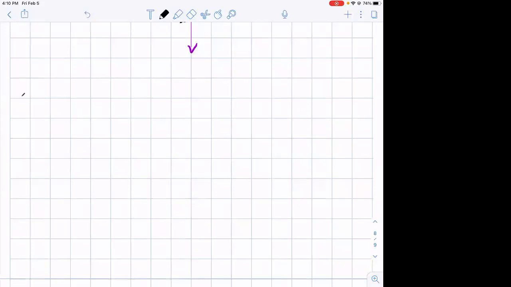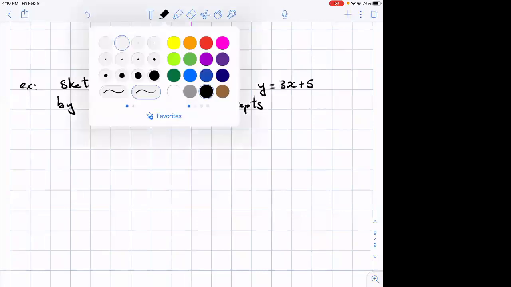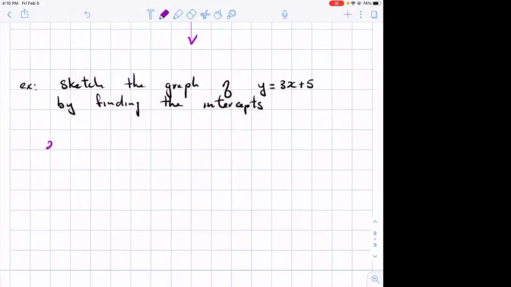So let's sketch the graph of y equals 3x plus 5 by finding the intercepts. Now, we know we have to find the x-intercept, and we have to find the y-intercept, or vice versa, the y-intercept and the x-intercept.